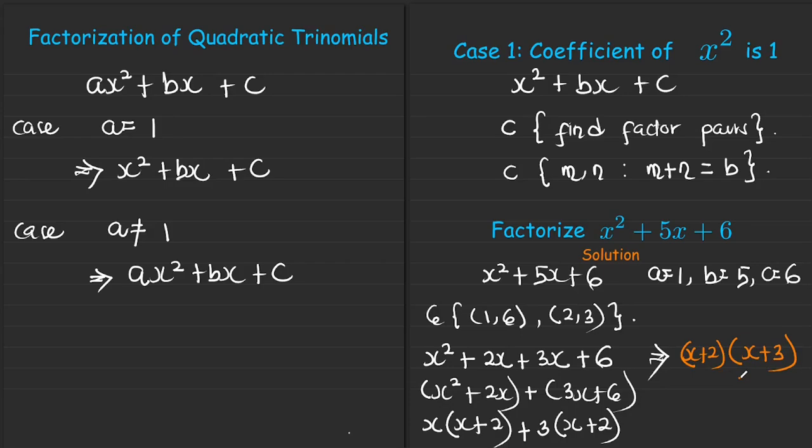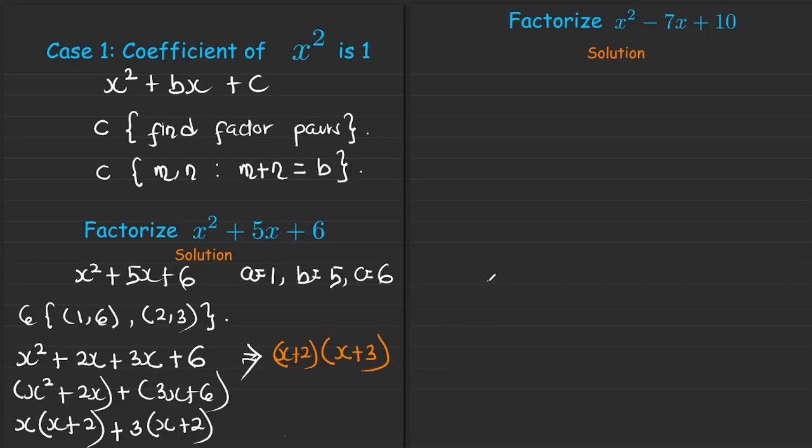I'm sure if we take more examples, you would get the whole picture and then appreciate it. So let's take a few more examples. This is another example here which says x squared minus 7x plus 10, and we have to factorize it. Take note that the coefficient of x squared is 1. So this is case 1.